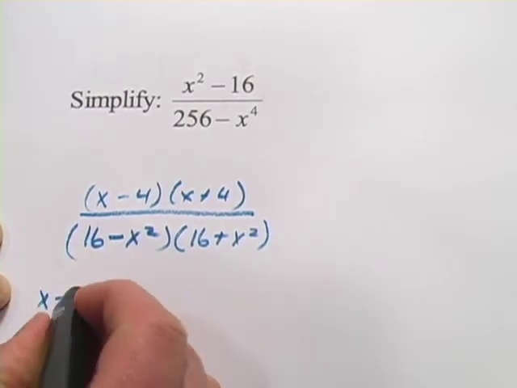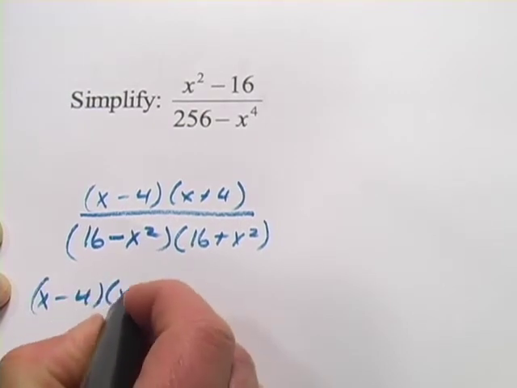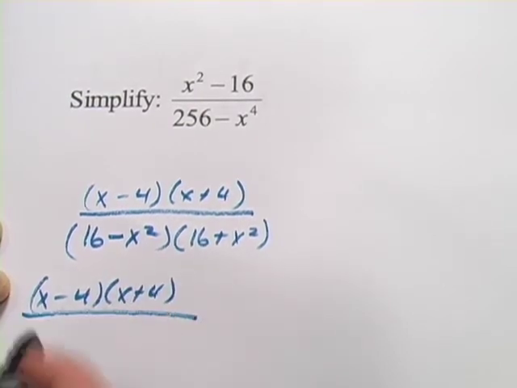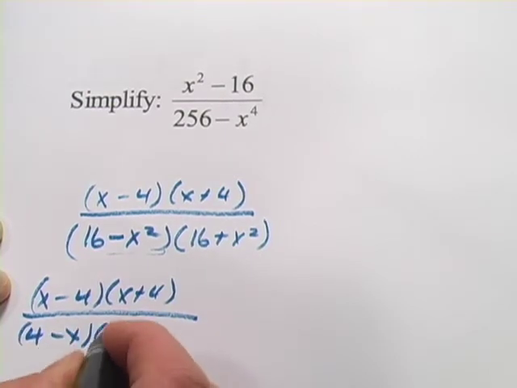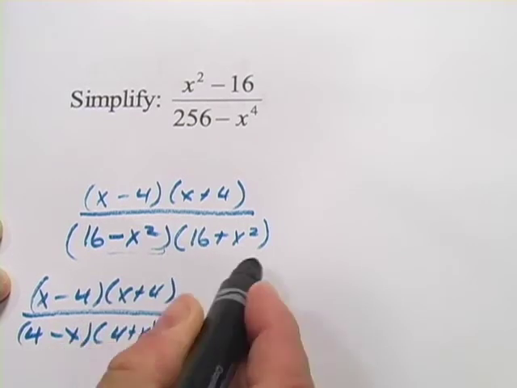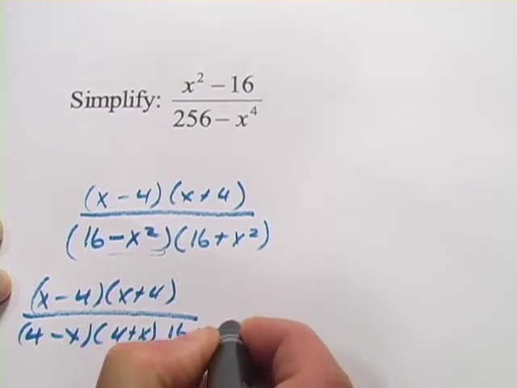So let me rewrite this. x minus 4 times x plus 4. And this is a difference of squares. It would be 4 minus x and 4 plus x. But we also have this chunk here still, 16 plus x squared.